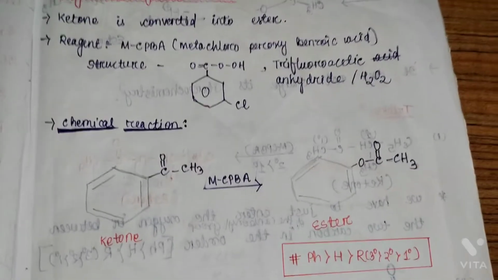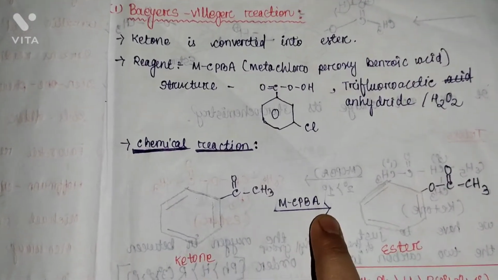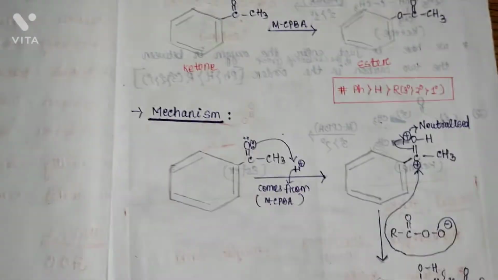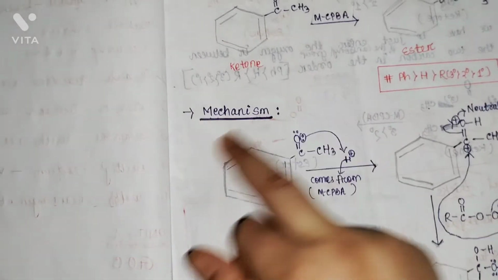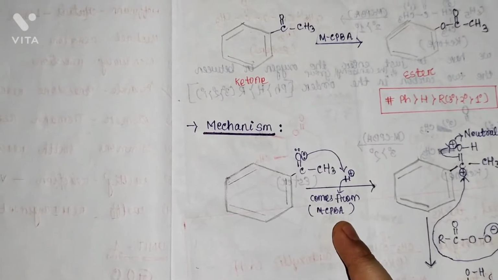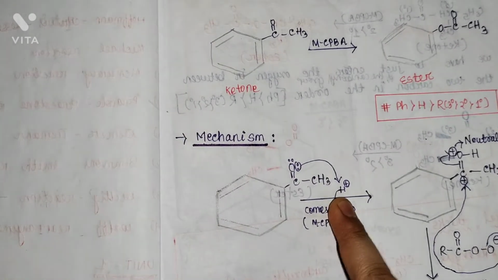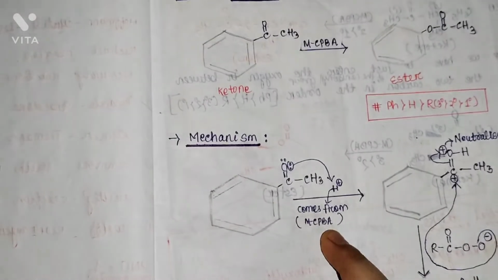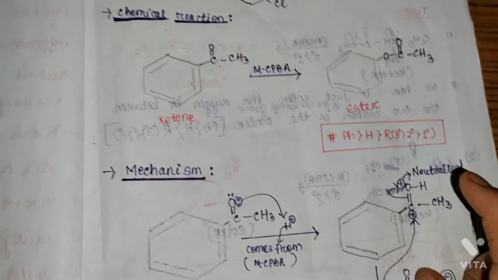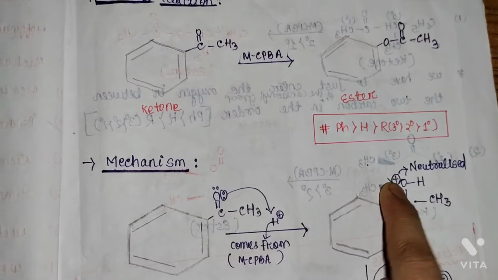Let us see the chemical reaction. Here, a ketone reacts with metachloroperoxybenzoic acid to give an ester. Let us check the mechanism. This is a ketone. When it reacts with metachloroperoxybenzoic acid, the lone pair of the oxygen is attached to the hydrogen, which comes from metachloroperoxybenzoic acid. Then the oxygen creates 3 bonds, which is unstable. So the double bond of the oxygen will shift towards the oxygen to neutralize it.